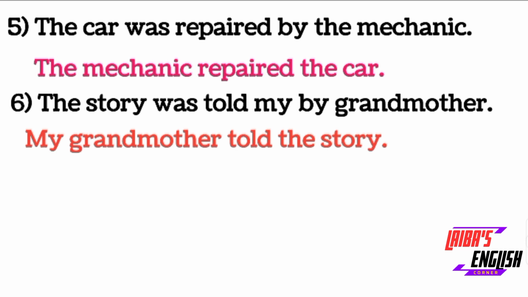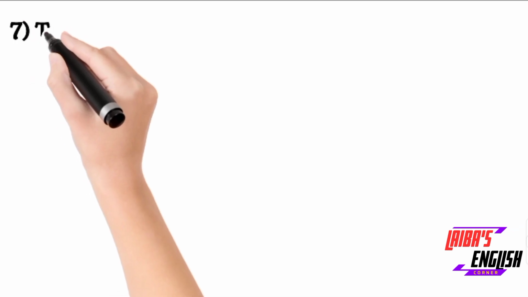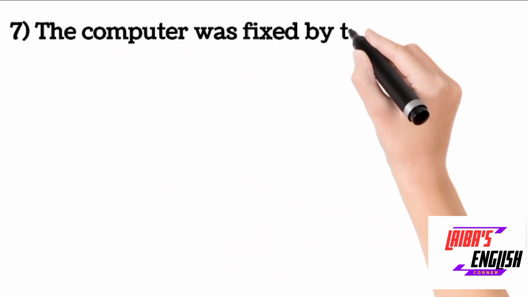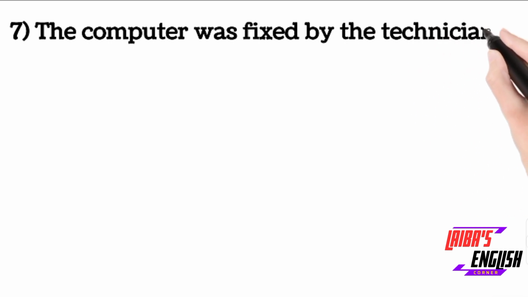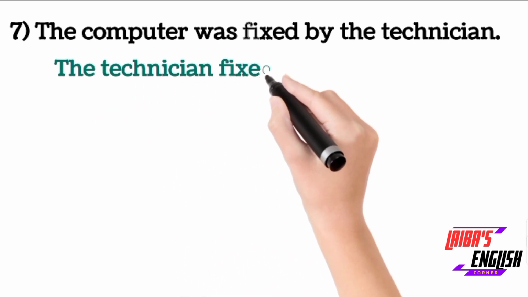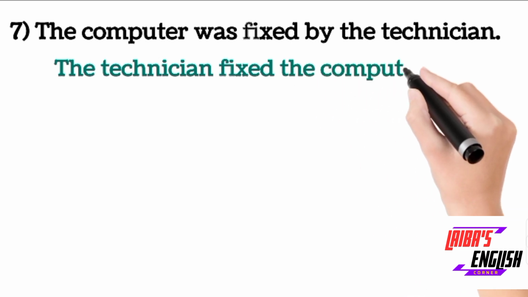Seventh example is, the computer was fixed by the technician. Here was is used, so it is a past tense. So remove by, remove was. The technician, which is the object here, will go in the place of subject. So the technician fixed the computer.